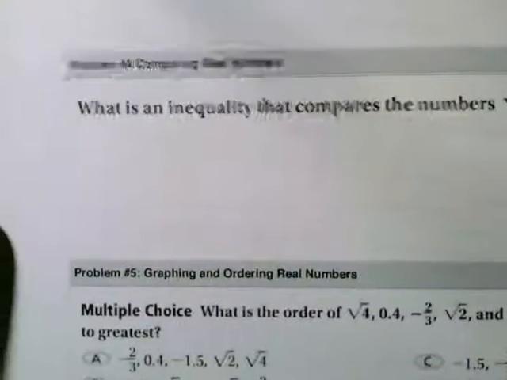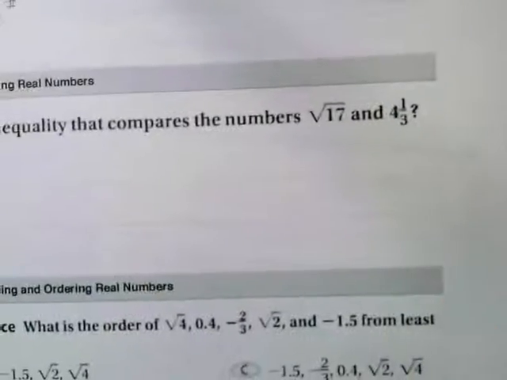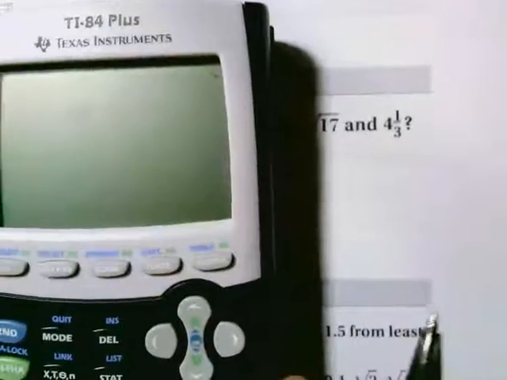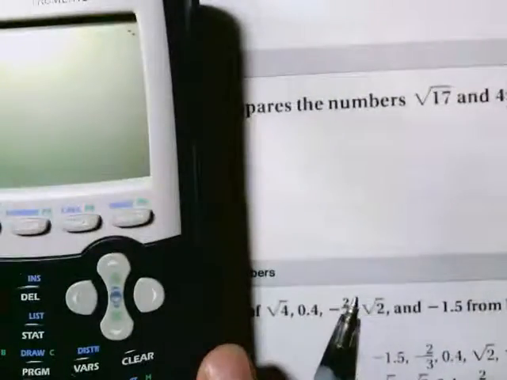Alright, and I'm going to header it up. So here it is. So what inequality compares two numbers? So here we have two nasty decimals. So how do we compare them? I'm going to take my calculator, and the best way to compare them is to use a calculator.